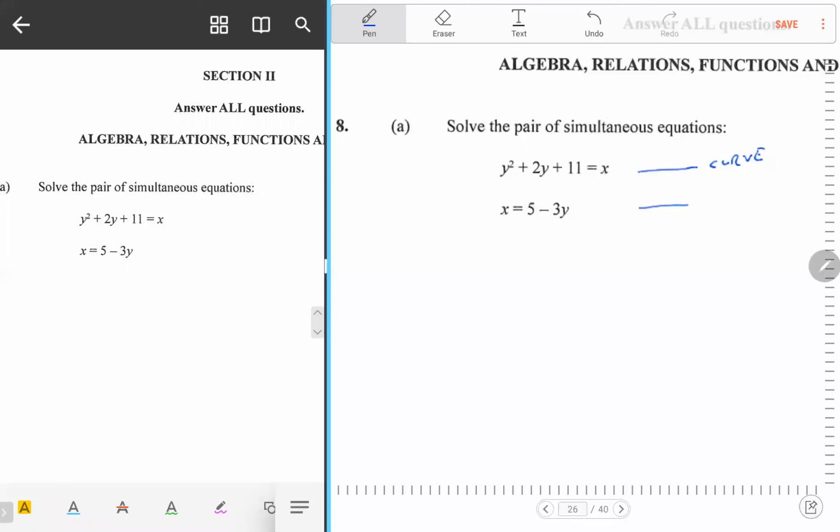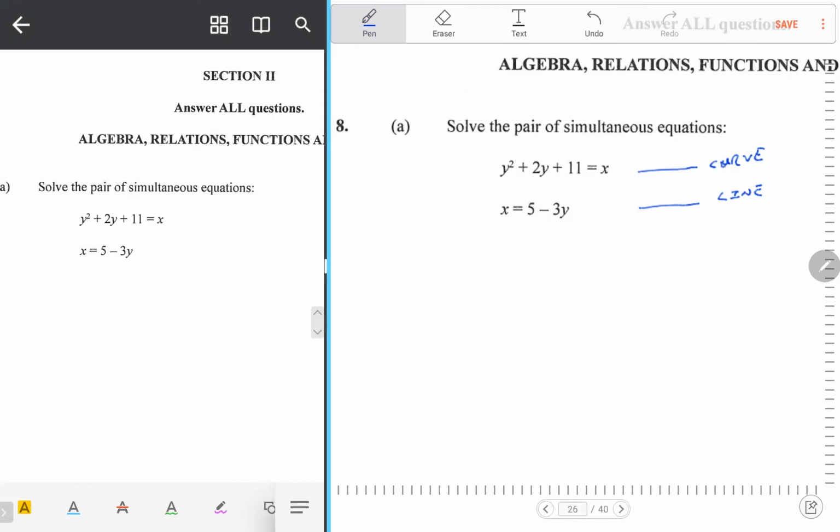and this one is a line. Remember, we're solving simultaneous equations of a line and a curve. We tend to use substitution and not elimination. Sometimes you can use elimination, but most times you have to use substitution.